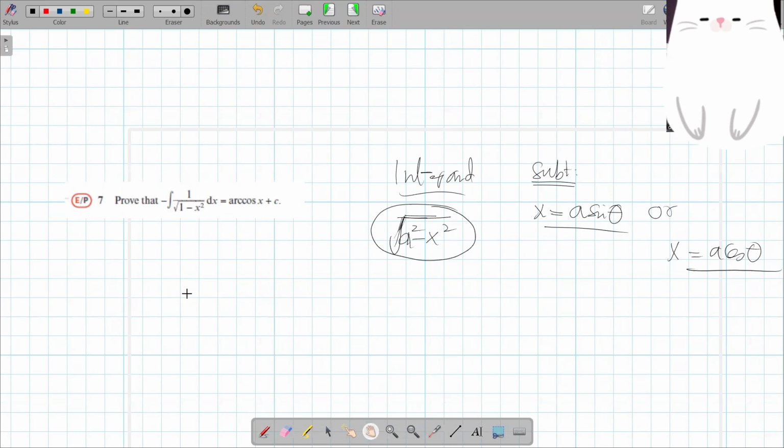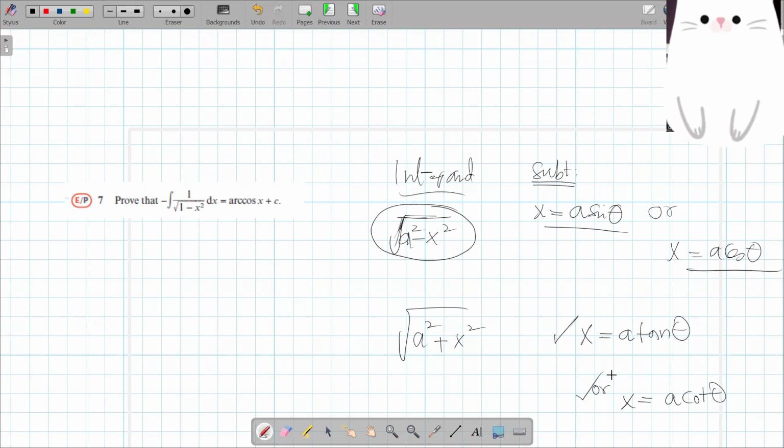Wasn't cos used for a squared plus x squared? No. If it was a squared plus x squared, then the substitution should be x equal to a tan theta, or you can also use x equal to a cot theta. Both of them can be used. In the previous class, I just told you one substitution for each, but there can be two substitutions for each.